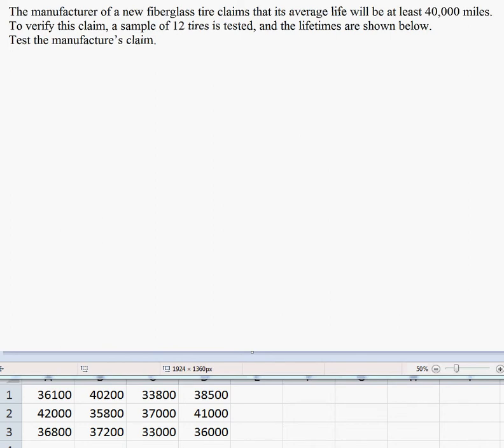Let me talk about a new hypothesis testing problem. We have a fiberglass tire that we're testing, and we think that the lifespan will be at least 40,000 miles. We have a sample of 12 tires that we're testing, and the question is: is the claim correct?